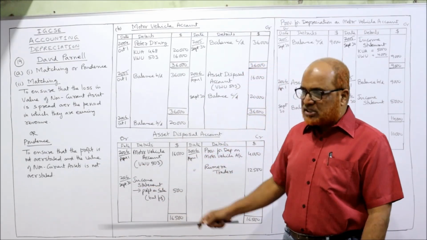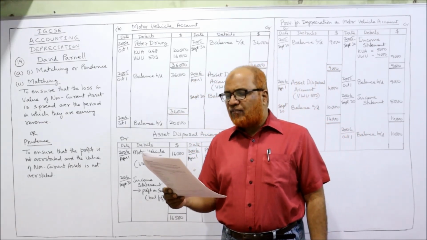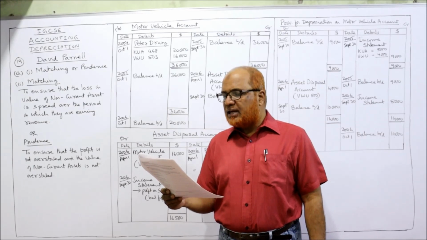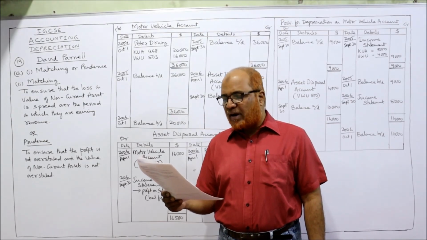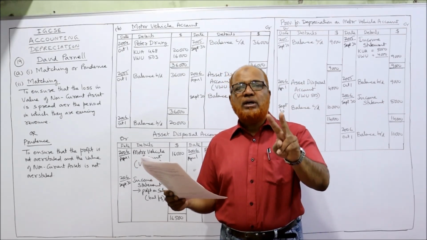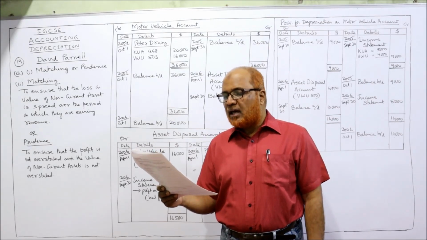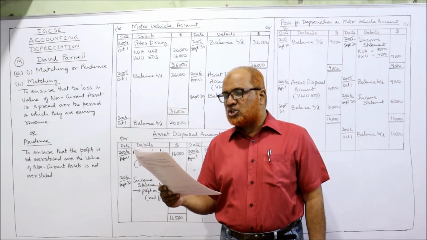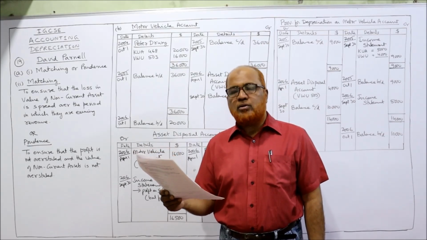That's all. The first A bit is completed. Now the B bit. It is asking you to write up the following accounts in David Parnell's ledger for each of the years ended 30th September 2005 and 30th September 2006. For 2 years we have to make the ledger accounts. Which are the ledger accounts? Motor vehicle account, provision for depreciation of motor vehicle account, and disposal of motor vehicle account.